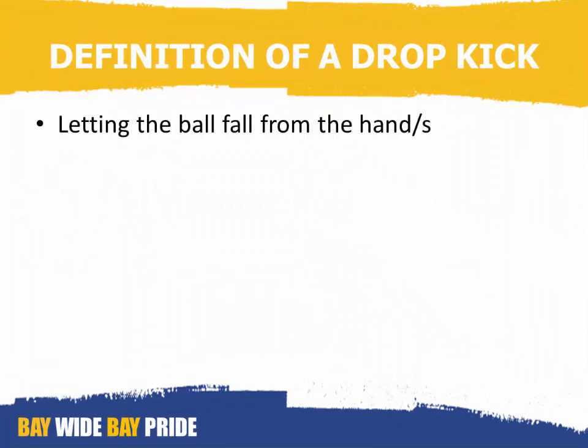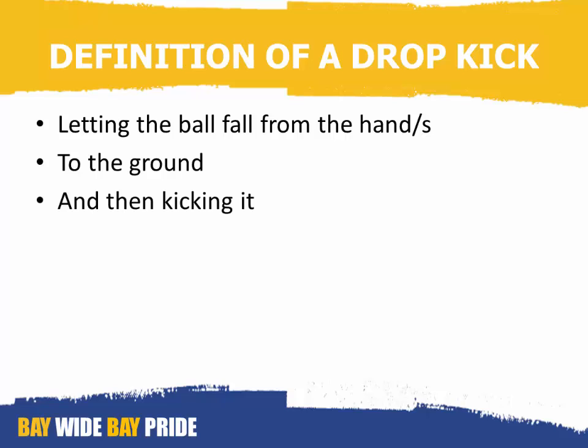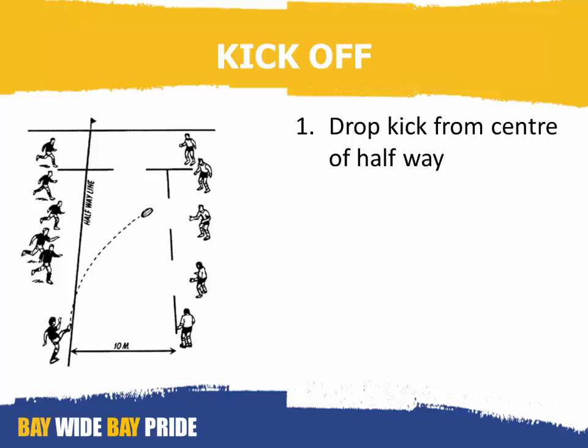A drop kick is made by letting the ball fall from the hand or hands to the ground and kicking it at the first rebound. A kickoff is a drop kick from the centre of halfway.